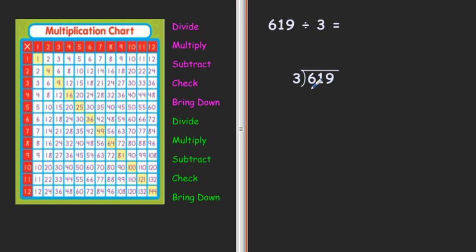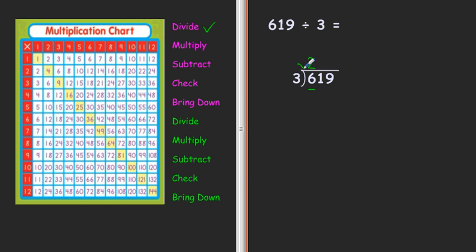We're going to focus again on the first digit only. 6 divided by 3. So I'm going to multiples of 3. 6 is a multiple of 3. So I'm going to divide. 6 divided by 3 is 2. So divide, check. And I'm going to put this 2 right above the 6.